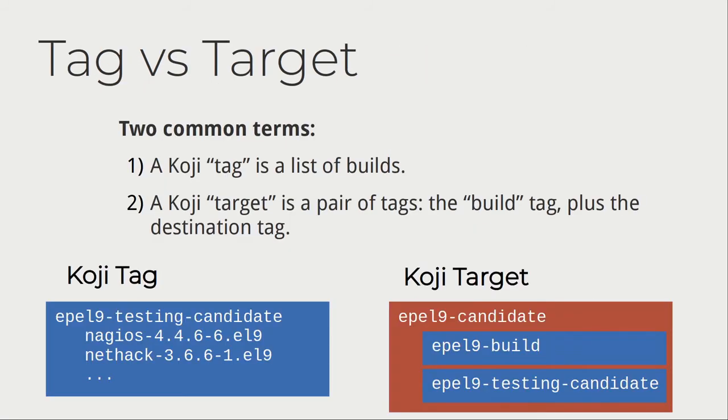So getting back to tags versus targets here, there's a world of more confusing terminology that I'm just going to ignore in this video since it's an overview. If you're going to work with Koji though, it's best to study the docs in upstream Koji as best you can.